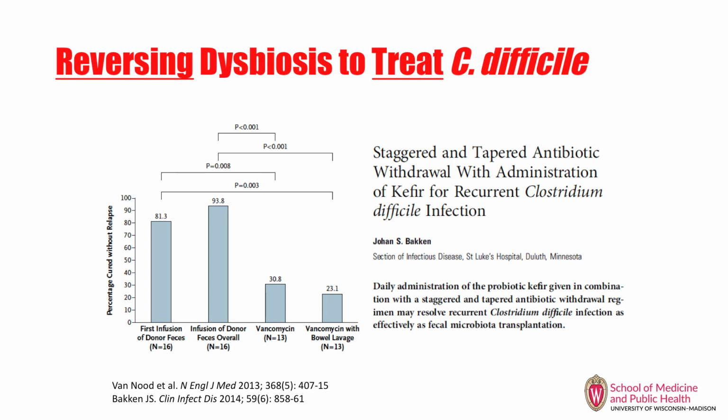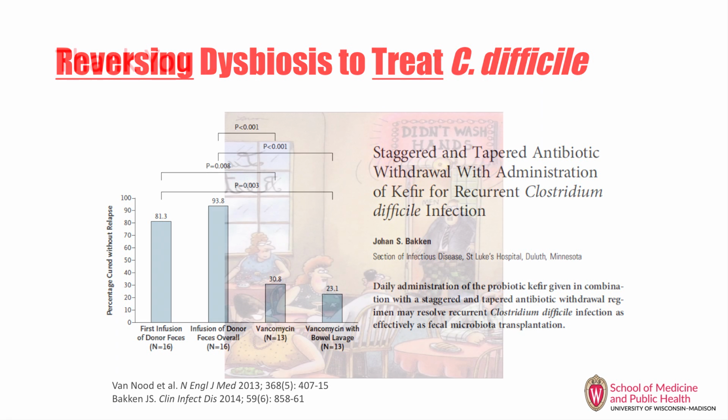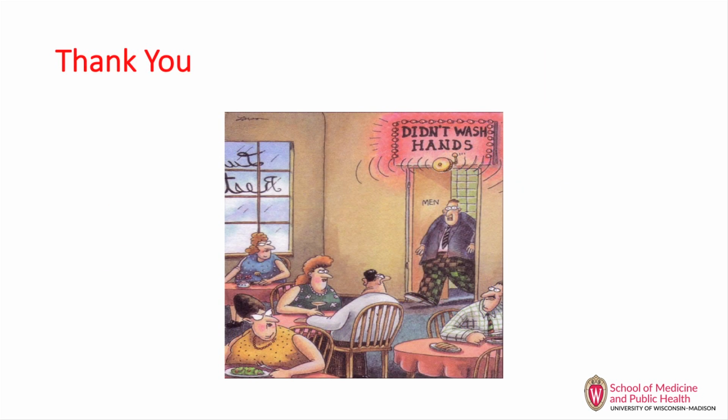So first recurrence, go ahead and treat. Second recurrence, I think you want to be thinking about getting them to a specialist because they're at a high likelihood of continuing this cycle. And I'm going to stop there.